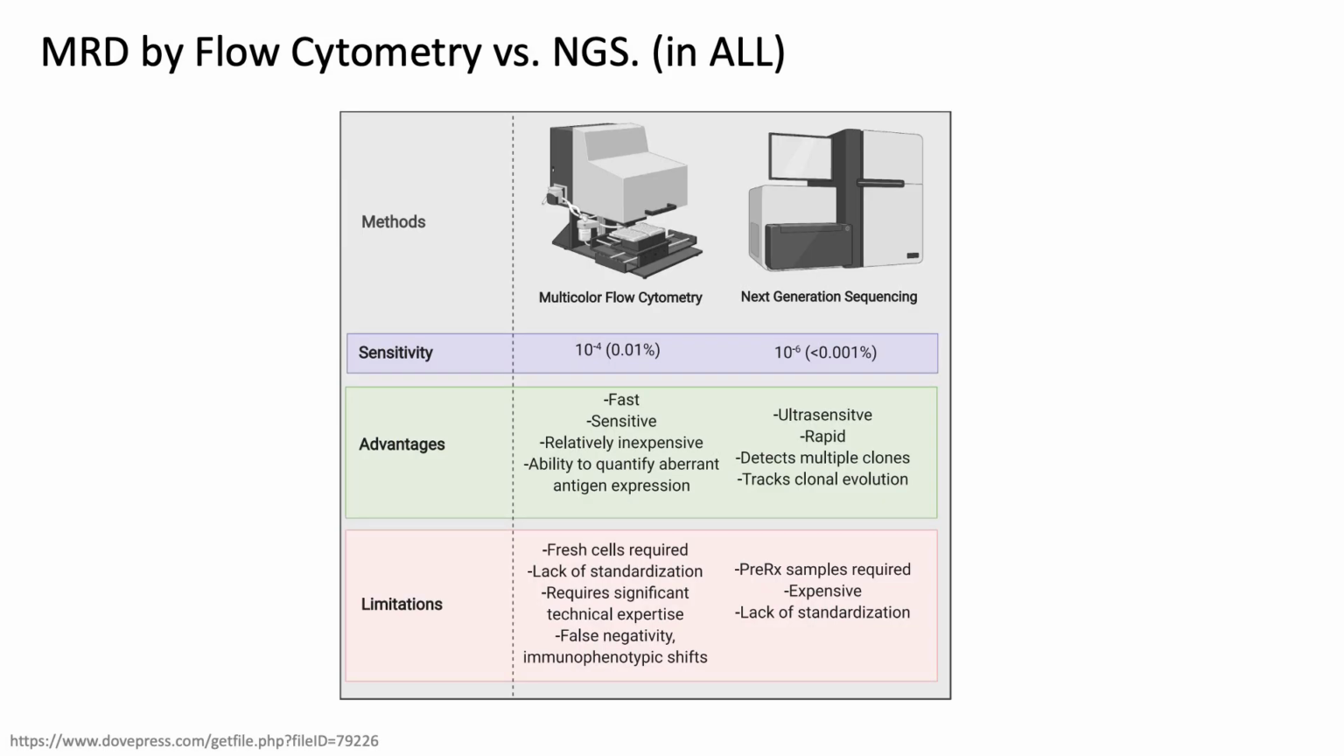If you compare it with flow cytometry, the sensitivity is up to 10 to the minus 4 or 5, and I think the new generation of flow cytometry reaches minus 6. Flow cytometry is extremely fast. It's very sensitive, relatively inexpensive. The issue here is that it usually requires fresh cells and significant technical expertise.